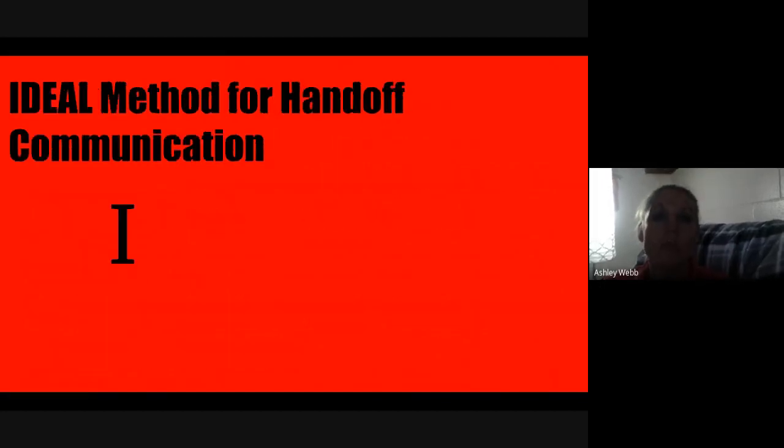Okay. So when we're doing these handoffs, there's a set communication protocol, I guess, that we do to make sure all the things are taken care of, and we call that the IDEAL method. As you can see, I, D, E, A, and L are capitalized, meaning that they're an acronym.